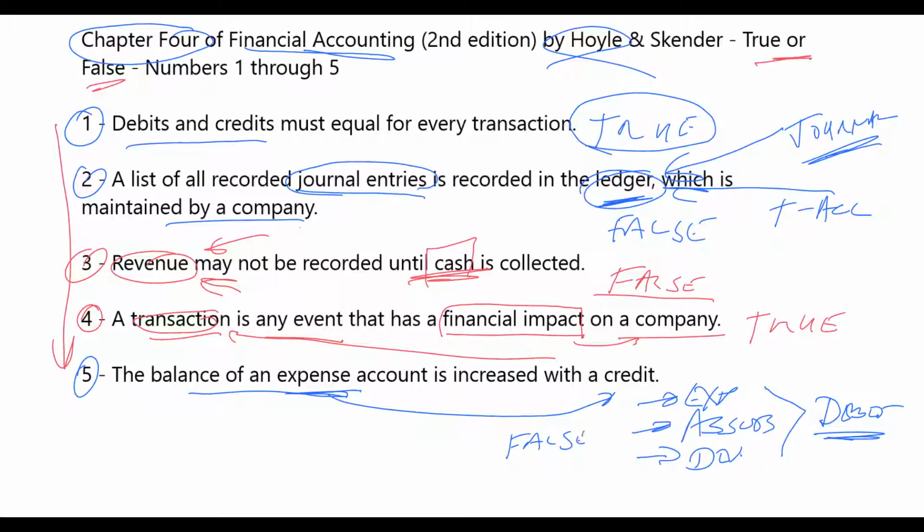We have true, false, false, true, false. That's the first 5. If you missed any of those, make sure you go back and look at them again because I want you to make sure that you understand each of those 5.